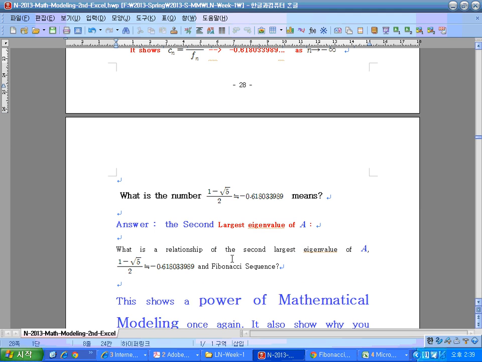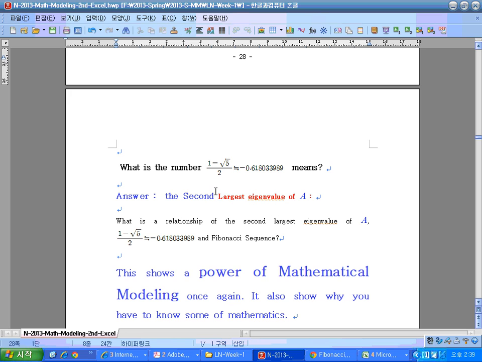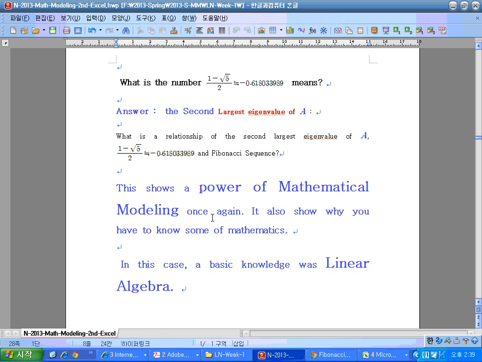That is another eigenvalue of the given matrix, which is the second largest. The very largest one was 1.6, and the second largest one was 1 minus square root of 2 over 2. So we now found that converse. The Cn converges to the second largest eigenvalue of A.